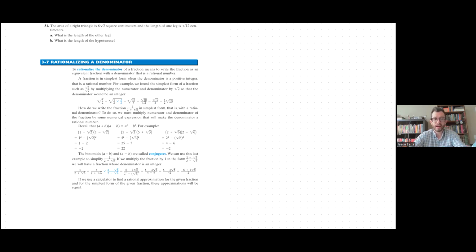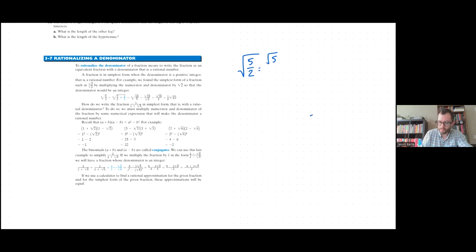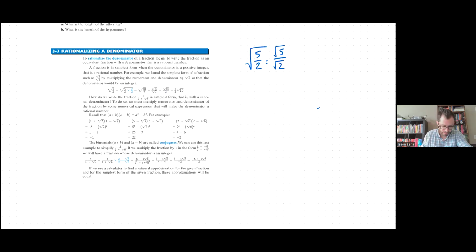And so far, we've practiced that in examples like this. Let me get this pen ready to go. For example, I'll just use the example in the book here: square root of 5 over 2. That's equivalent, of course, we know by now, to square root of 5 over the square root of 2. Now there's a radical in the denominator there. We don't want that for some reason or another.